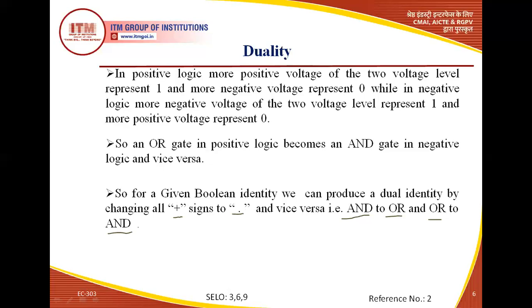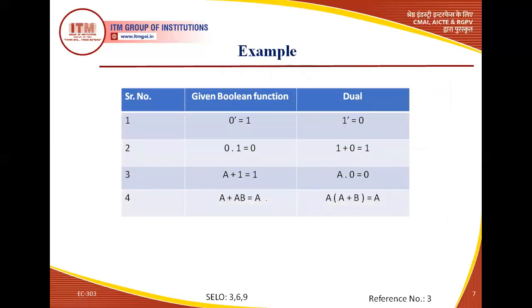Okay. So when we want to create the dual function of any given Boolean function, the plus sign is changed to the dot sign, and 0 will be changed to 1 and 1 will be changed to 0. That means we can switch from positive logic to negative logic and negative logic to positive logic in the duality function. We can take some examples by which you can understand the duality property. So if the given Boolean function is 0 dash equal to 1, because we know that the inverted function of 0 is 1. So 0 will be replaced by 1 in the case of the dual function.